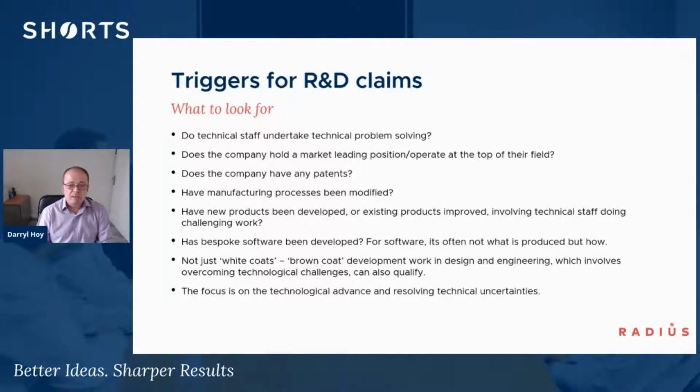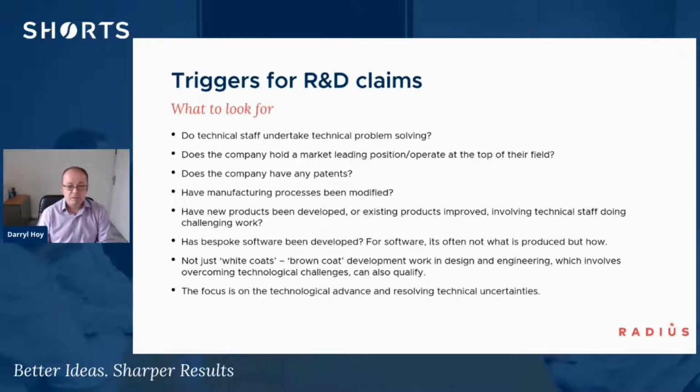There are triggers for R&D claims, and typically what we will look for is companies that have technical staff solving technical problems. Companies that hold a market leading position or have patents are a key indicator as well. Technology companies raising patents for software is a bit more difficult because of the way that software moves so quickly, but we have seen some companies that do hold software patents.